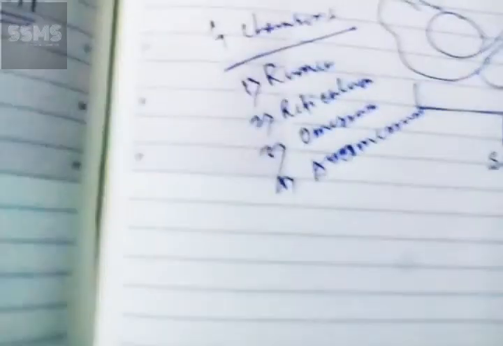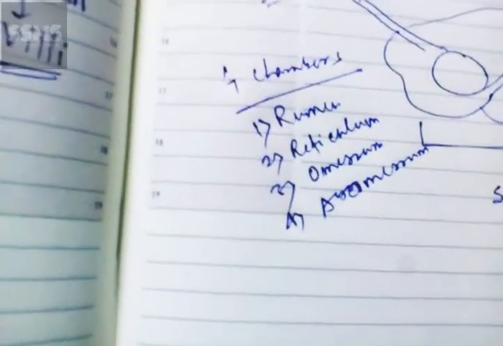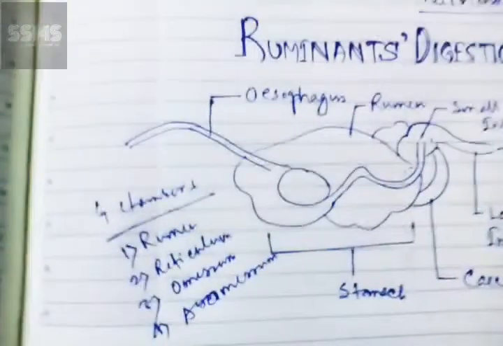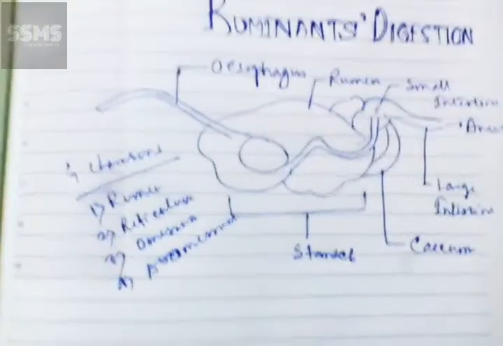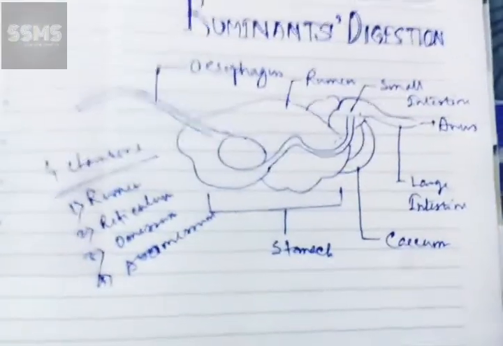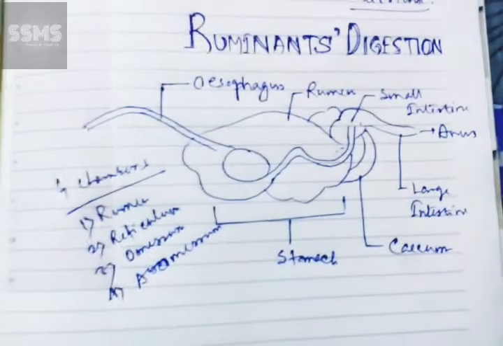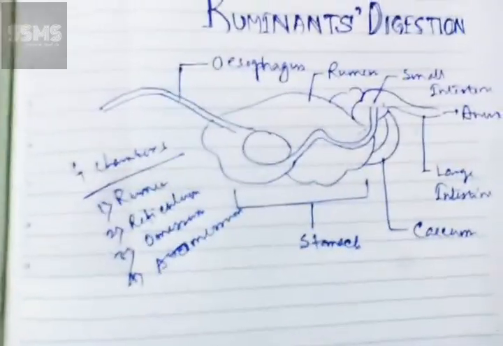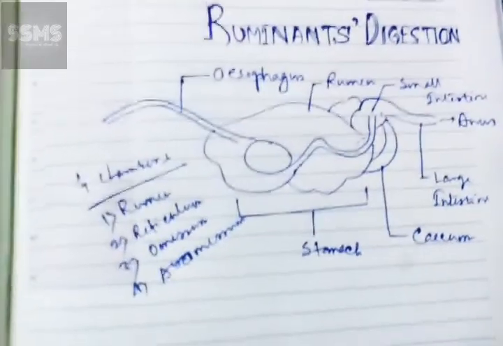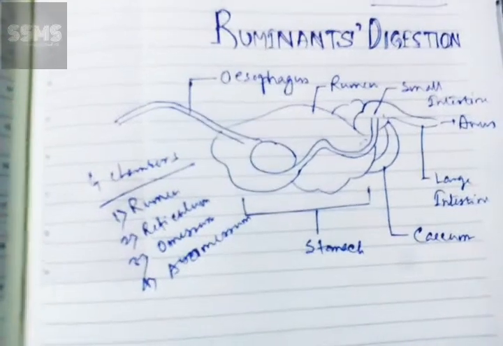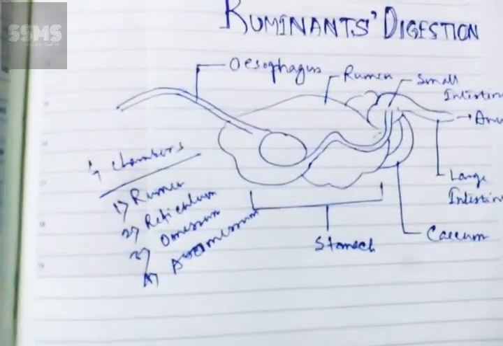Okay, so rumen, reticulum, omasum, and abomasum. Such four chambers are there, and through these four chambers, food is digested, and the nutrients are absorbed by the different internal organs of the digestive system, and after that, the excreta goes out through the anus.